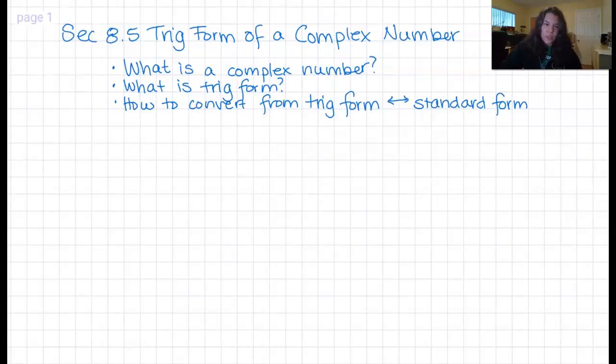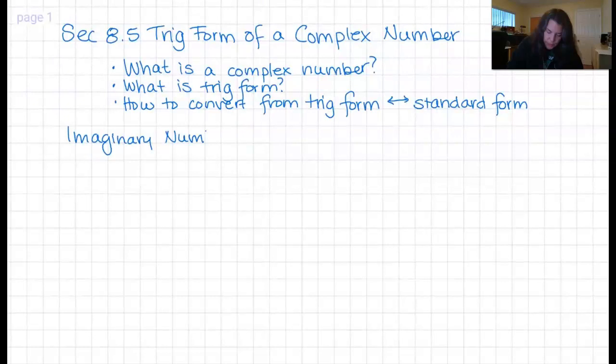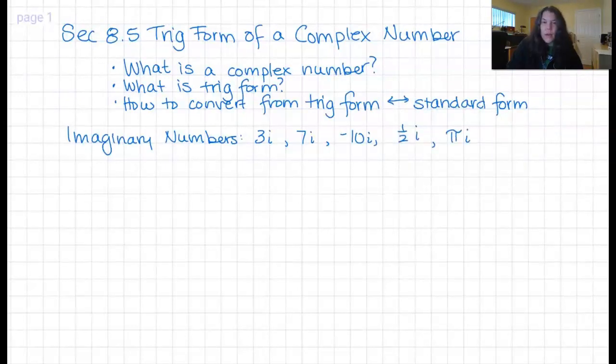So first of all, let's remind ourselves what a complex number is. Remember we had imaginary numbers. Those are basically the things with an i in it. 3i, 7i, negative 10i, 1/2 i, even pi i. All those are imaginary numbers.